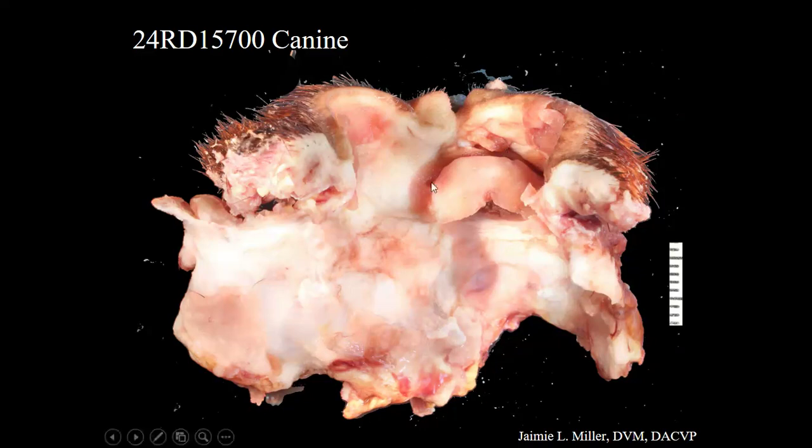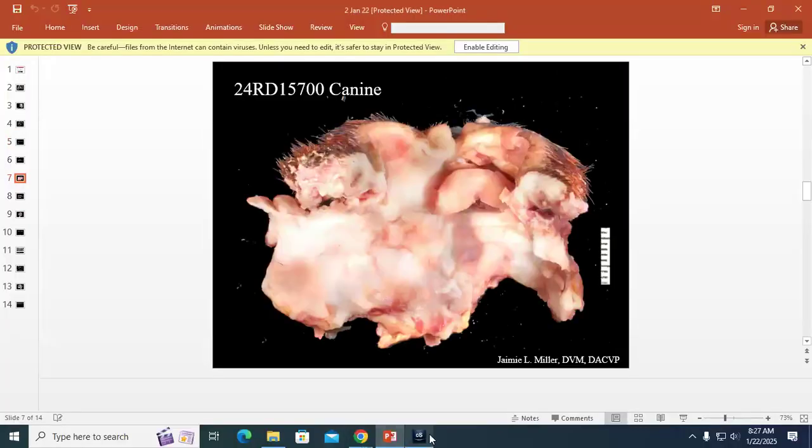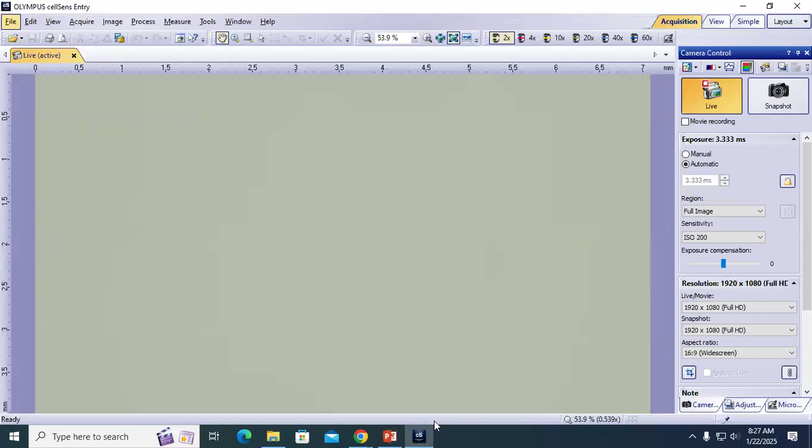So what is up on the screen here is the adnexa from around one of the globes. We've got our eyelids opened up at one of the canthi, and we can see that the conjunctiva is all very thickened there. The rest of the globes were relatively unremarkable grossly, and so the main lesion is in the conjunctiva.